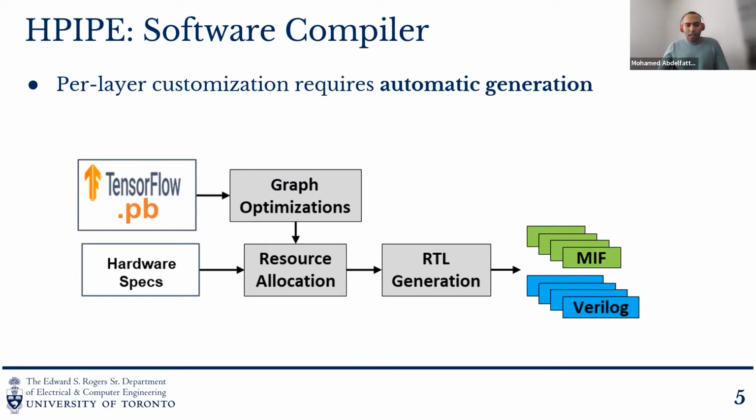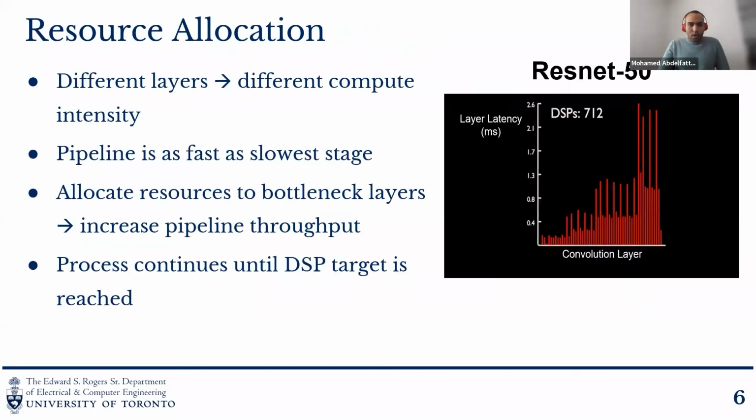I'll talk about this in the following slide. And then it generates the RTL files, as I mentioned. So let's talk about this resource allocation stage. Hpipe is really a pipeline of layers, and the pipeline is as fast as its slowest stage.